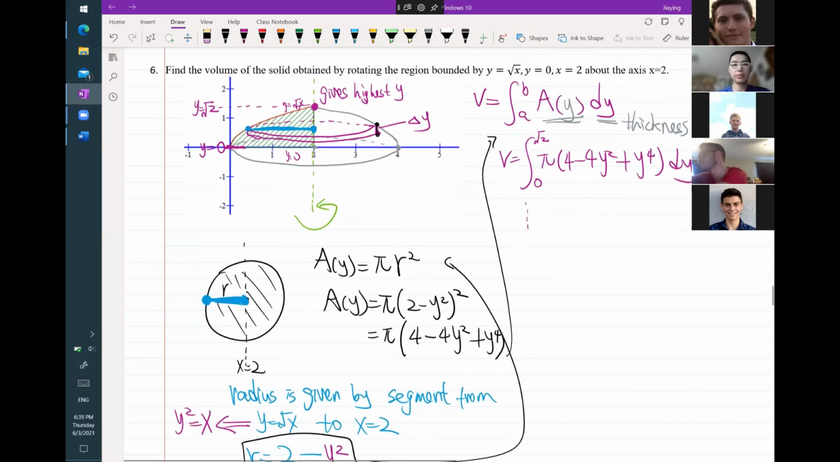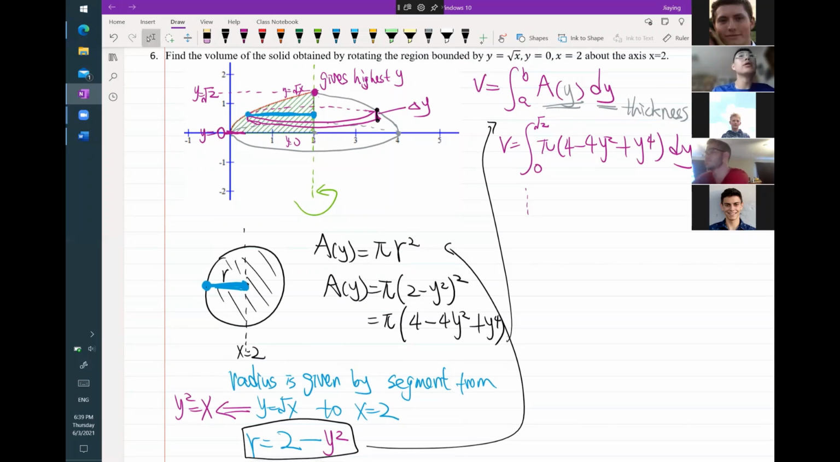Why is it the square root of 2? Could you explain why the upper bound is square root of 2? Right. So if you look at the shaded region that we rotate, the boundaries that we need, the lower and the upper bound, they have to be the y values because we integrate with respect to y. That's what dy tells us. And then if you look at just the shaded region that we begin with, that region has the lowest y value corresponding to the x-axis. So that's the lowest, y equals 0, right?